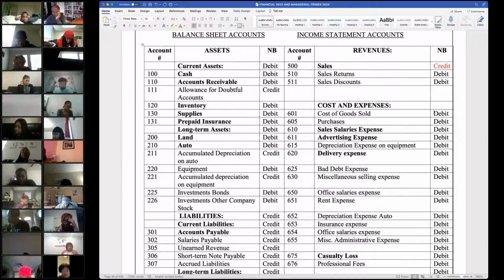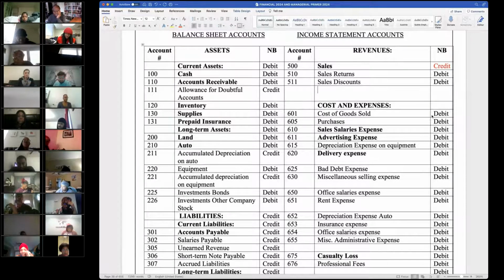So when you pay your rent, is that a good thing or a bad thing? In terms of your bank account, it's a bad thing. Okay. So you debit the rent expense and you credit cash. So debits to the cash are good, credits to the cash are bad. So, you know, think about it personally. This is what happens.